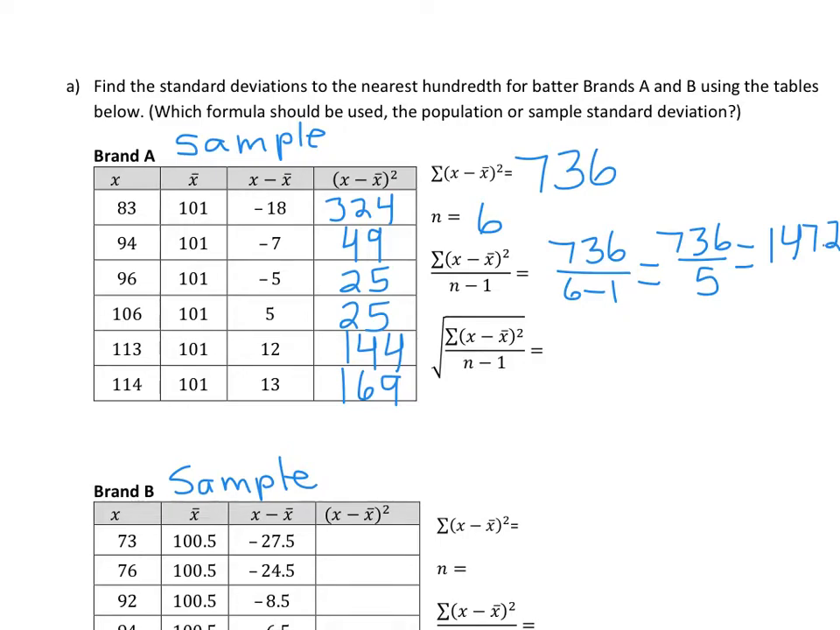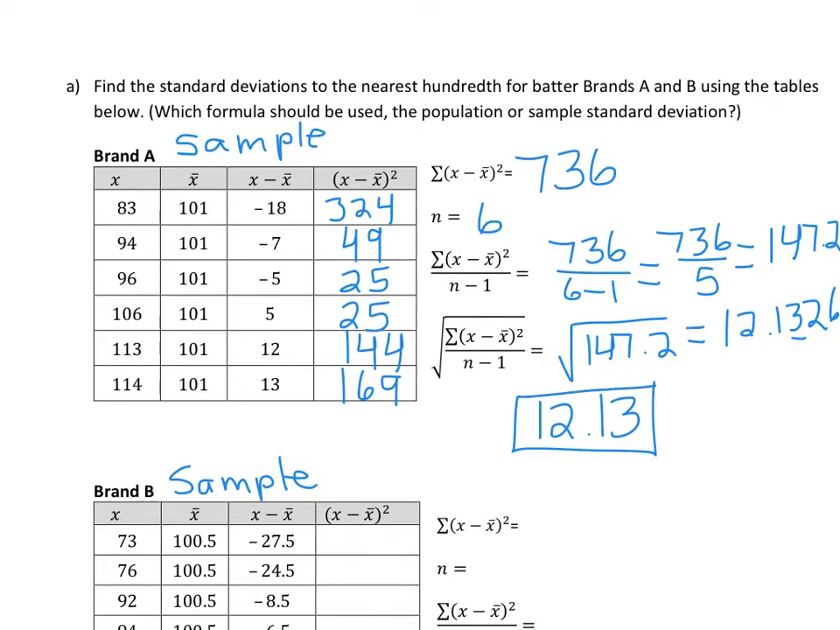And then what we're going to do is take that number, 147.2, and find the square root. We get 12.1326. Let's round to the nearest hundredth. 12.13 is the standard deviation. Go ahead and follow the same procedure for brand B.